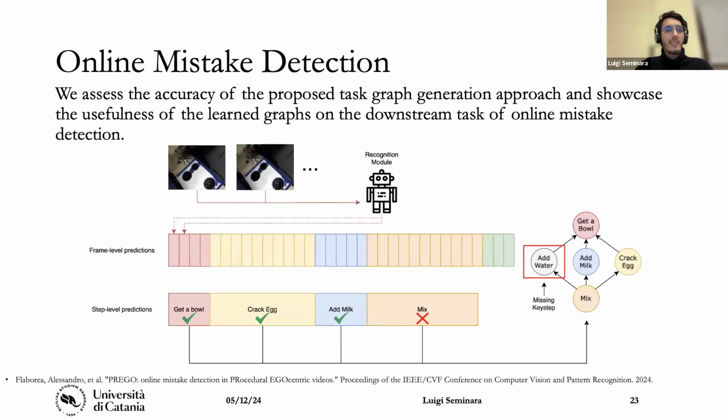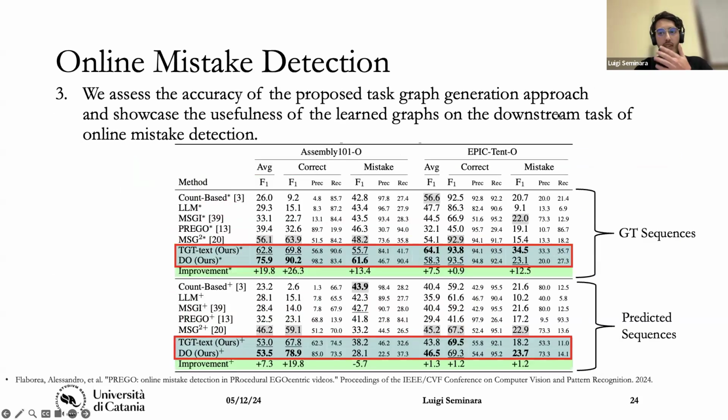And we also test our task graph for online mistake detection. In this image, we can see a recognition module. This recognition module makes a prediction at frame level, and then we aggregate these frames to obtain a step-level prediction, and then we use our task graph to find mistakes. We conducted online mistake detection experiments on EPIC-Tent and Assembly101 following the PREGO protocol published at CVPR 2024. This involved using both ground truth action sequences and predicted action sequences.